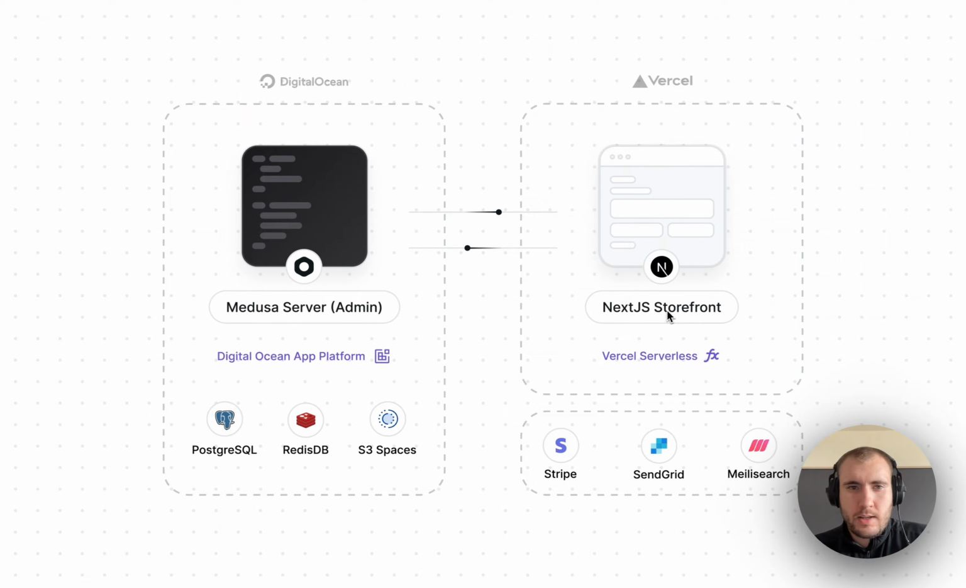So this is a high overview of our tech stack. We're gonna be hosting our Medusa server on DigitalOcean with the app platform that will automatically scale our app. We're gonna use PostgreSQL for our database, Redis for event bus and caching, and S3 spaces to host our media files. For storefront, we're gonna use Vercel, which offers serverless functions that can scale really well. And we're gonna use Stripe for payments, SendGrid for transactional emails, and Meilisearch for our search engine.